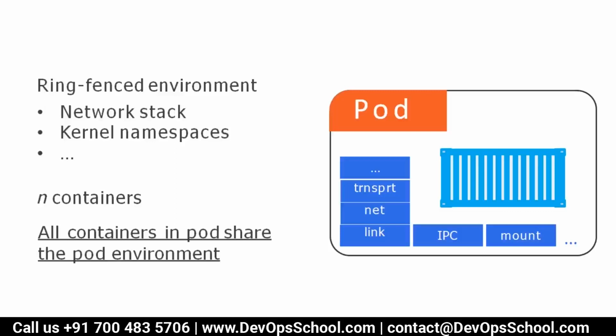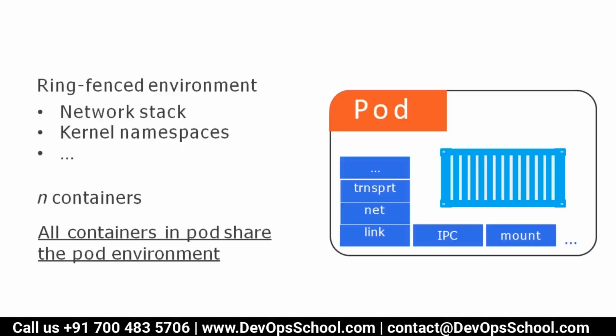So when the network gets attached to the pod, when the IPC gets attached to the pod, when volume mounts get attached to the pod, that means, and in a pod, I told you, you may have so many containers. The wonderful thing is all containers in the pod share the same environment. That means all containers in the pod will share the same network, same IPC, same mount.